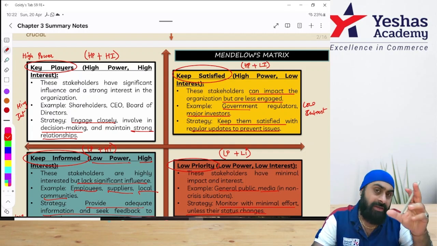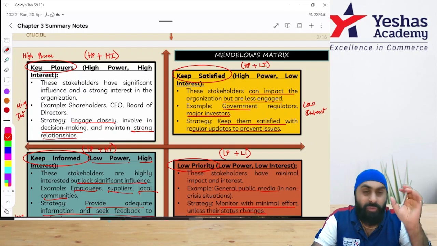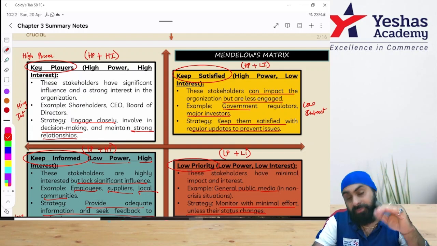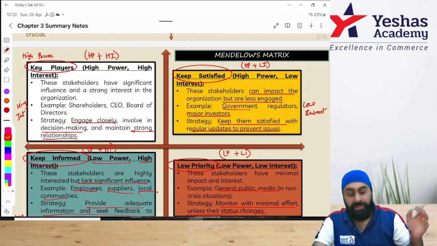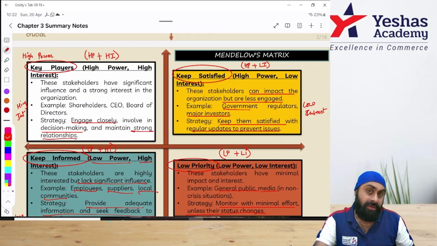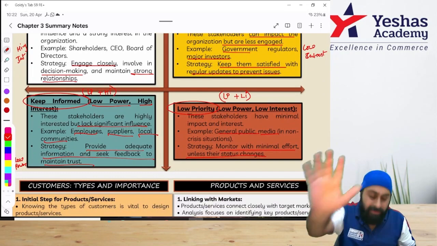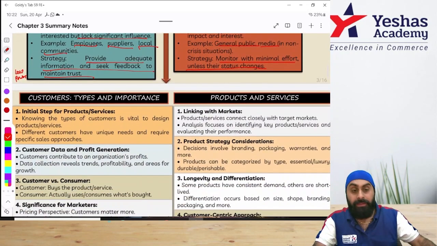So you need to be smart enough to identify who are the key players, who are to be kept informed, who are to be kept satisfied, and who are low priority. You need to identify that and write the same in the discussion of this paragraph. You will get marks for sure. Now, moving on to the next topic.